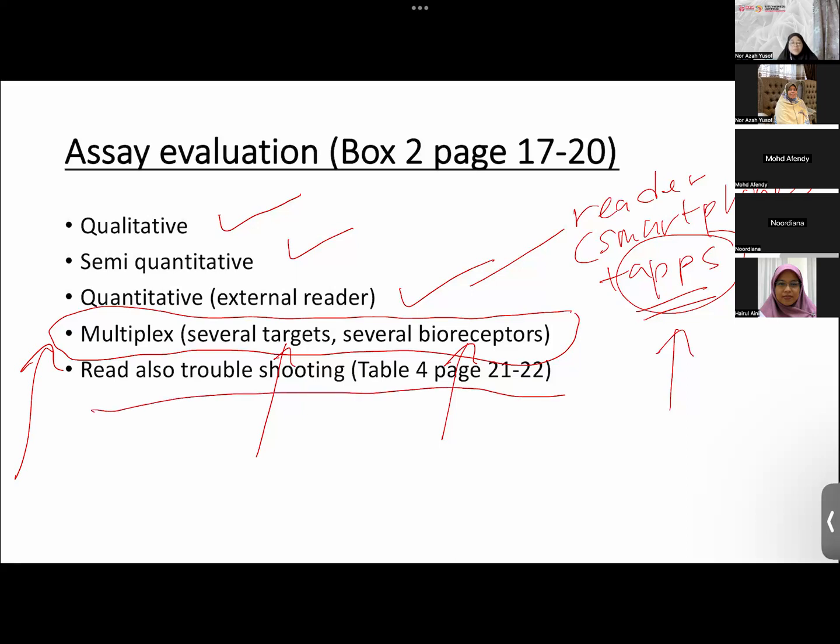For assay evaluation, you can also read Table 4, pages 21 to 22. As I mentioned, there are a lot of problems with lateral flow, so it's advisable for you to read pages 21 to 22. What happens if you don't get a reading? What happens if it's stuck? So it's very important to read through. We have experienced a lot of this, and we have thrown away a lot of strips because they didn't work, especially when they got stuck. So please do read Table 4, pages 21 to 22.